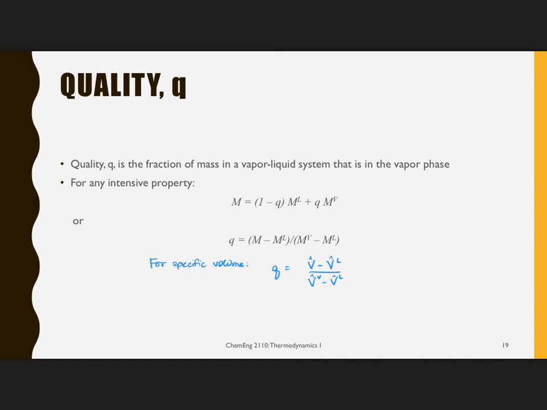Recall that we had defined the quality for saturated mixtures of liquid and vapor for any property M. So it could be volume, or it could be internal energy, or any of these other properties, as the quantity we measure minus the amount for the saturated liquid divided by the difference between saturated vapor and liquid. So for specific volume, we have it designated here.